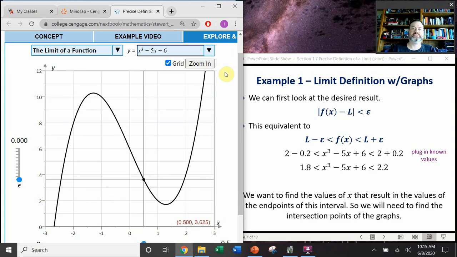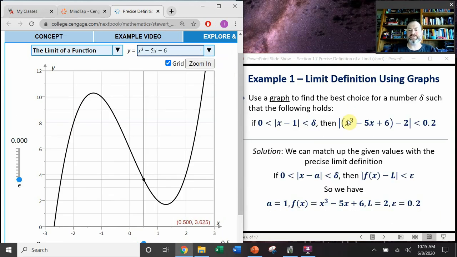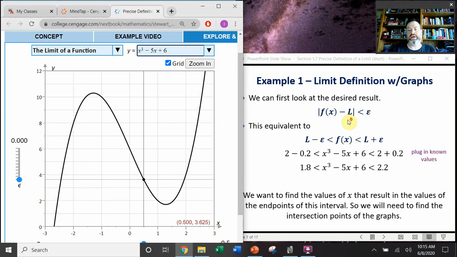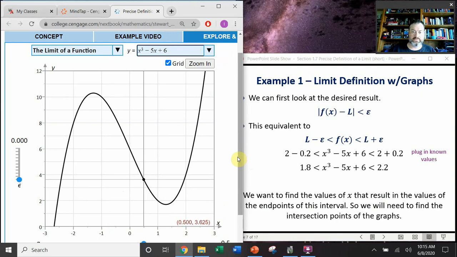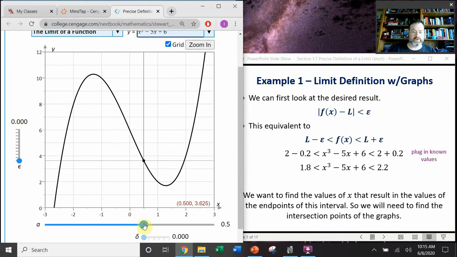Oh, here's the function. Okay. Again, it's not quite precise enough, right? But I can build it, right? So go here. Look, so a is 1. Right? So let's move this to 1.